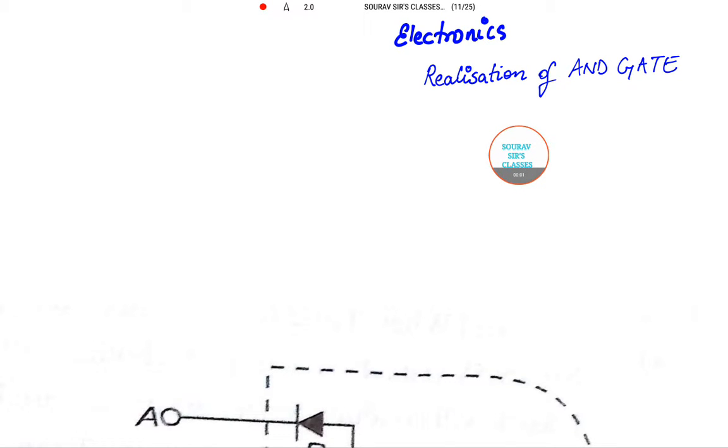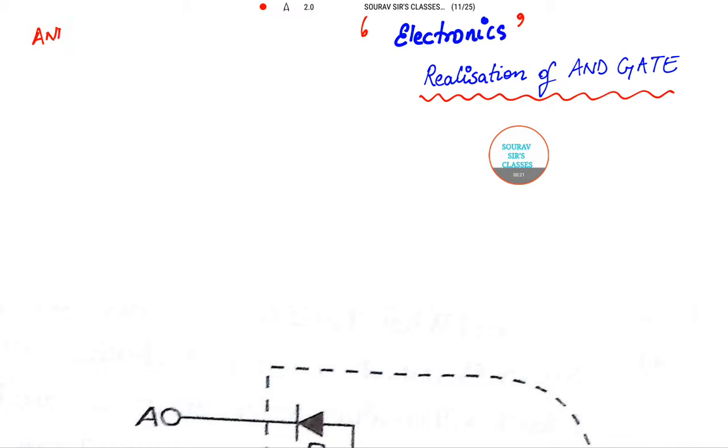In today's tutorial, we will be talking about electronics, and we will cover this subtopic, which is realization of AND gates. We have already done OR gates in our previous tutorial, so this is just a continuation. So let me give you a little bit of recapitulation of what we have done.